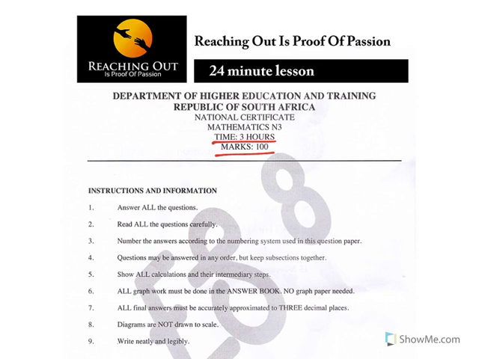The most important instruction, of course: read and answer all the questions. Read all questions carefully. Number the answers according to the numbering system used in this question paper, so don't bring your own numbering. Questions may be answered in any order, but keep the subsections together. What do they mean? Suppose you feel you are good in question number 2 and you want to start with question number 2. You can answer the whole of question number 2, including its subsections, for example 2.1, 2.2 until 2.5. You have to answer it all at once.